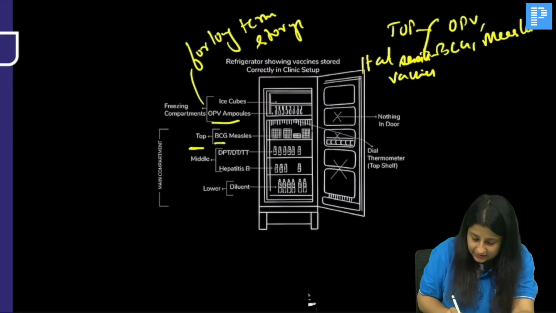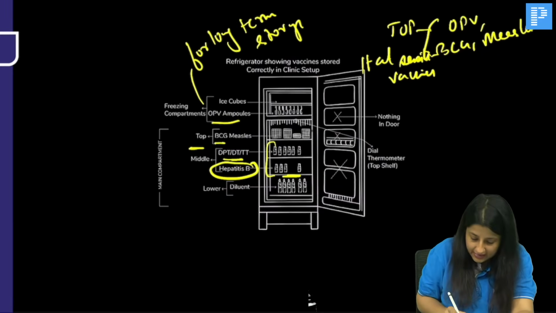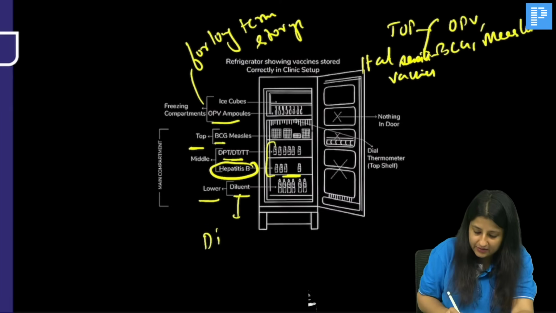Now in the middle shelf, what am I going to keep? In the upper part of the middle shelf, the T series, and in the lower part of the middle shelf I will keep hepatitis B, and in the lowest shelf we keep the diluents. Clear?